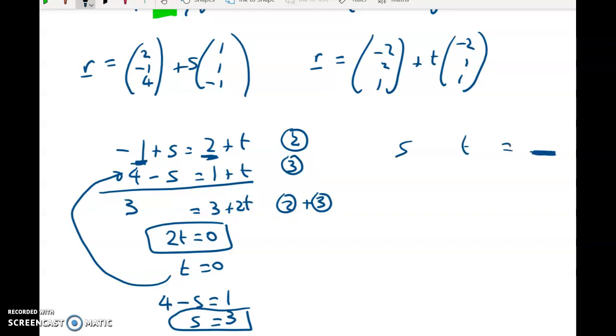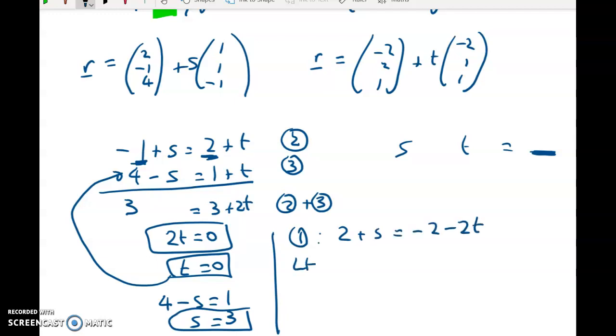Right, but what we do have to do now is we've got these two values for s and t, and we have to show that they don't satisfy equation 1. So we actually need to do that properly. So equation 1 is that 2 + s = -2 - 2t. So on the left-hand side, we get 2 + 3, which is equal to 5. And on the right-hand side, we get -2 - 0, which is equal to -2, which is not equal to 5.